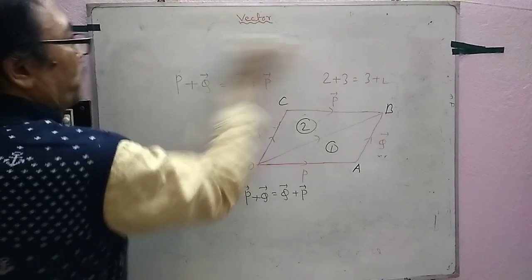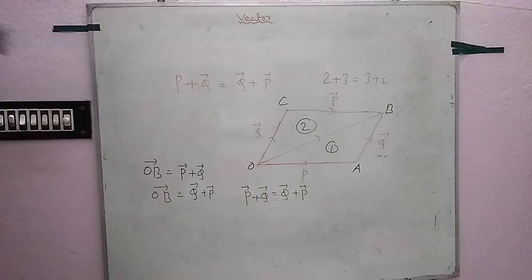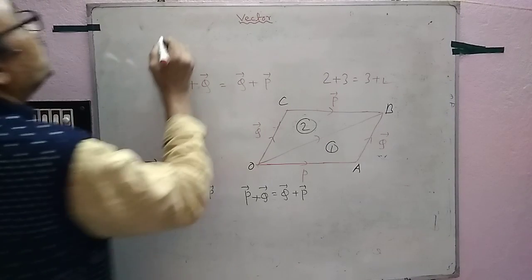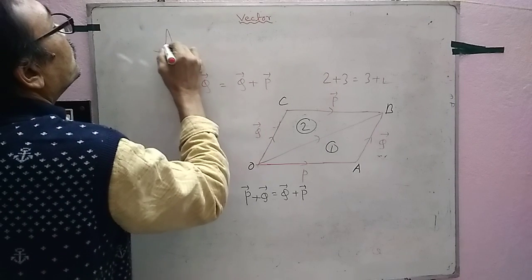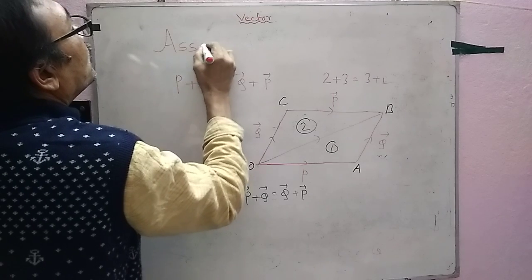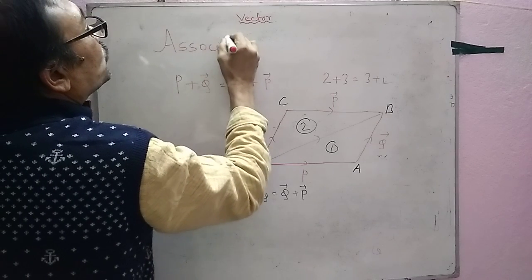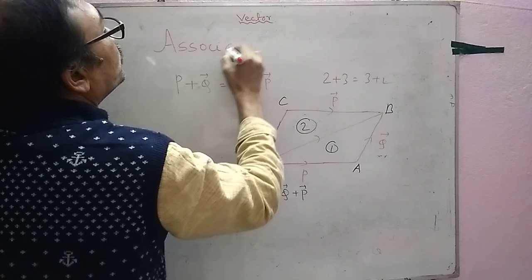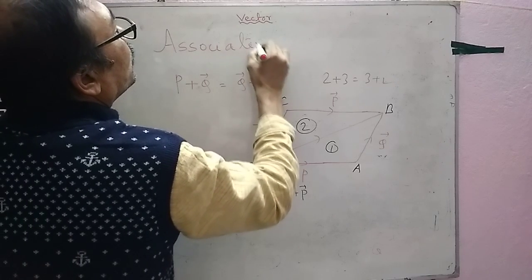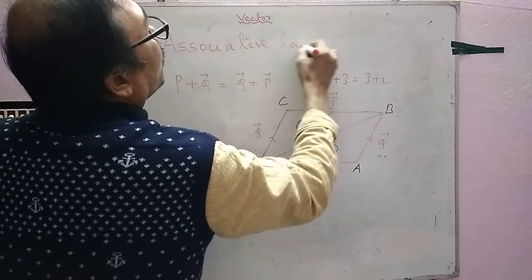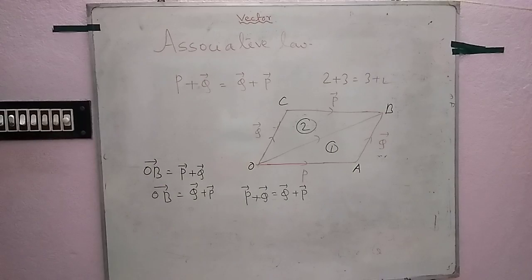নেক্সট, অ্যাসোসিয়েটিভ ল অফ ভেক্টর। ফলো, associative law, another associative law.